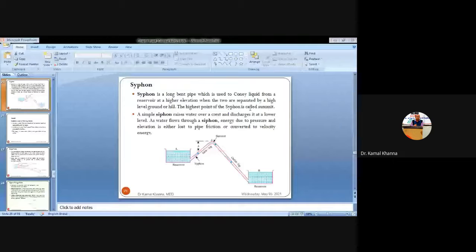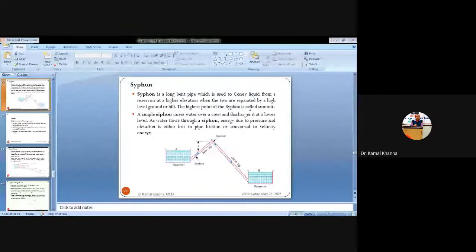And due to these two energies, the water starts moving from the first point of the siphon to the second point of the siphon, and as soon as it reaches the summit, due to the downward elevation of the siphon tube from the summit to the lower point, the whole of the energy is converted from pressure and potential energy to kinetic energy. With the help of that kinetic energy, the water is easily transported from the summit point to the lower portion of the reservoir, and hence it is very helpful while you are transporting the water from a higher level to a lower level.